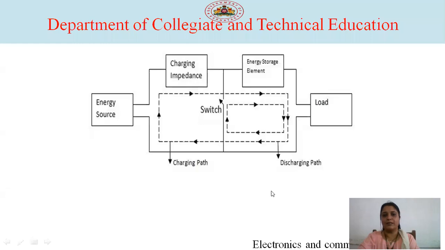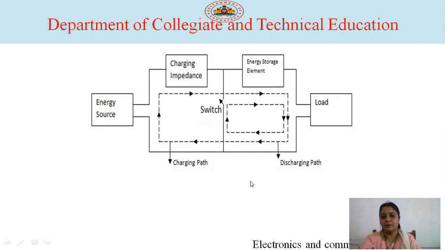Now, how does this particular type of modulator, which is called the line type of modulator circuit, work here? If you consider the line type of modulator circuit, it has the energy source, charging impedance, energy storage element, load, and this is the discharge path and the charging path here.